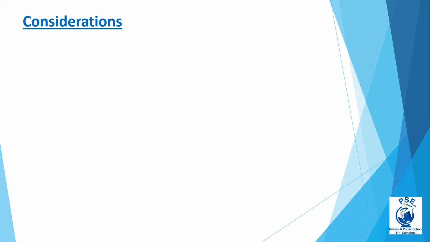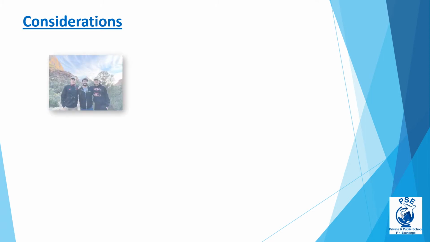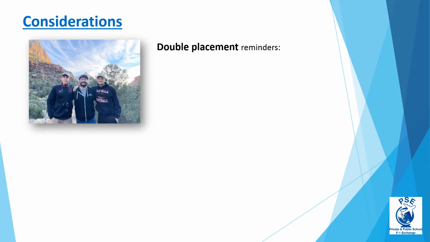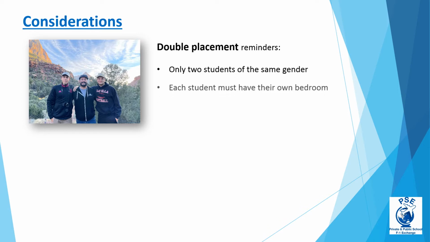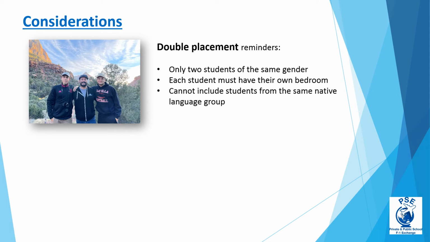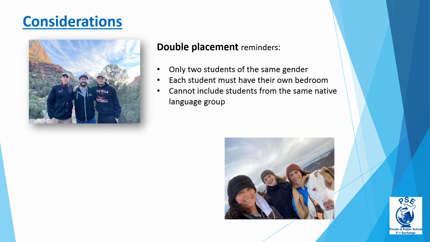Here are some considerations with regards to placements requiring additional approval. First, double placements are when 2 international students are placed within the same host family. Please know that the students need to be the same gender, and each student must have their own bedroom. Also, they cannot be from the same native language group. Please note that exceptions are made in rare circumstances. However, these require approval.